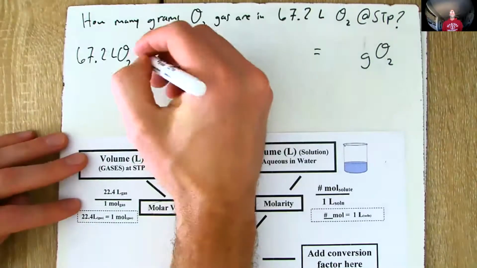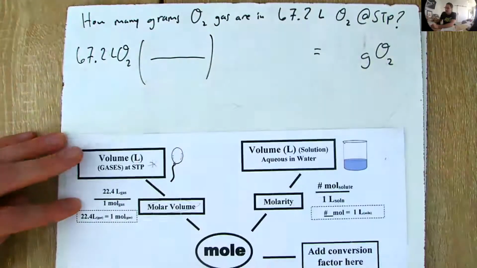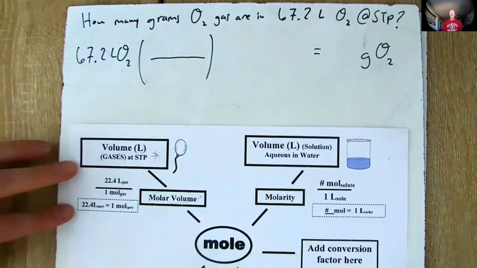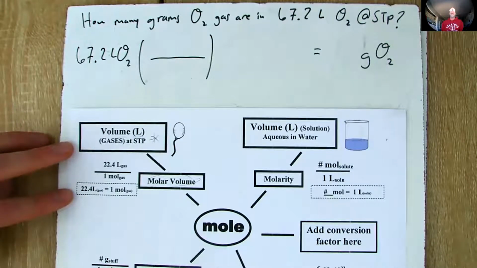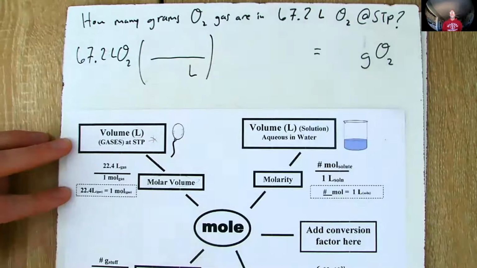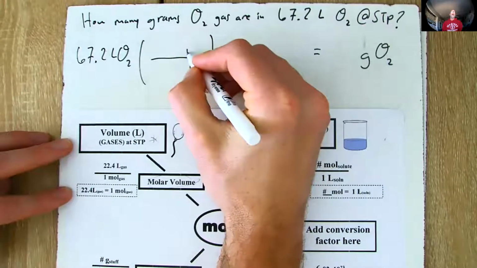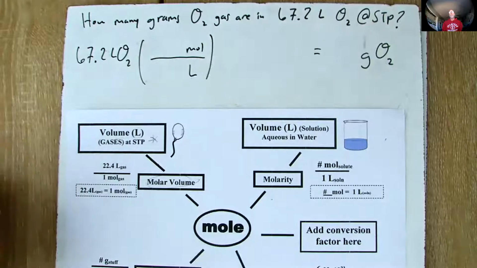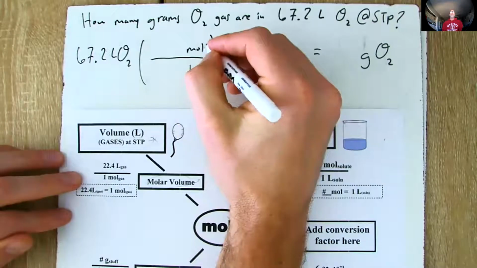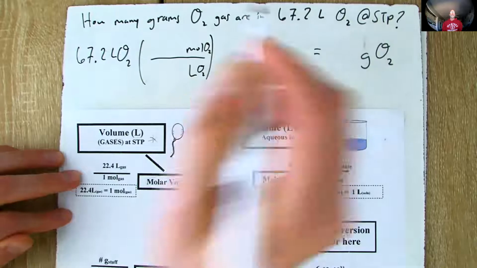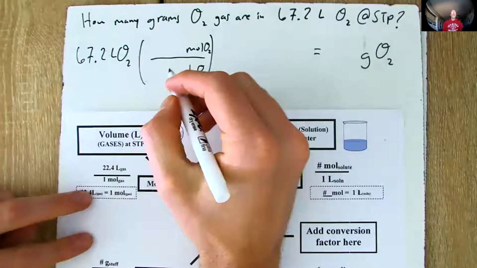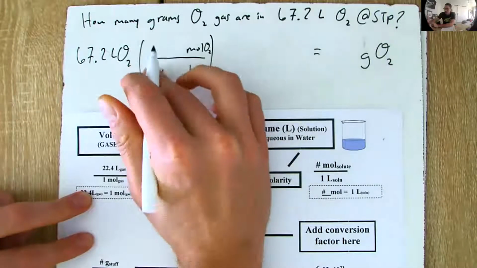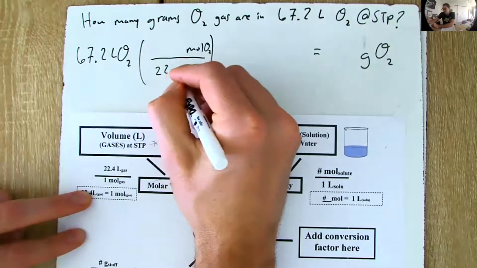Perfect. What would you say for our first conversion factor, Mr. P? Well, for the first conversion factor, molar volume, I'm going to want to cancel out the liters in 67.2 liters. So I'm going to want to put liters on the bottom, and then I want to put the word mole on the top. So mole O2 on the top, liters O2 on the bottom, because we want to cancel out that whole thing. And the numbers, I'm going to put the 22.4 with the liters. I jumped again there. I apologize.